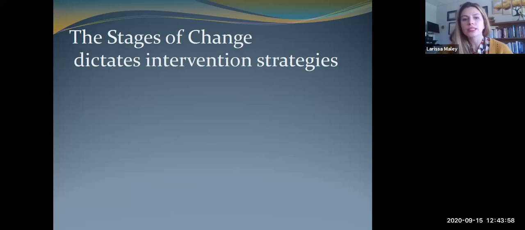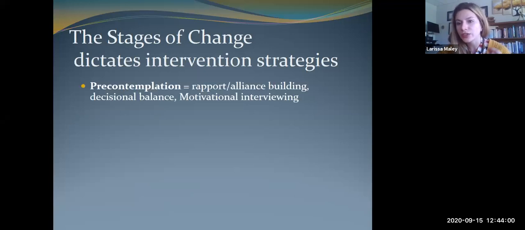So the stages of change dictates the intervention strategies that should be used. And the evidence is pretty clear that if we match our intervention strategy to the correct stage, we're going to be more effective. And that makes sense, right? We're providing the right treatment at the right time rather than trying to do a one-size-fits-all for everybody, which is usually not successful, especially in the realm of treating substance use disorders, which is one of our more complicated conditions that we work with.